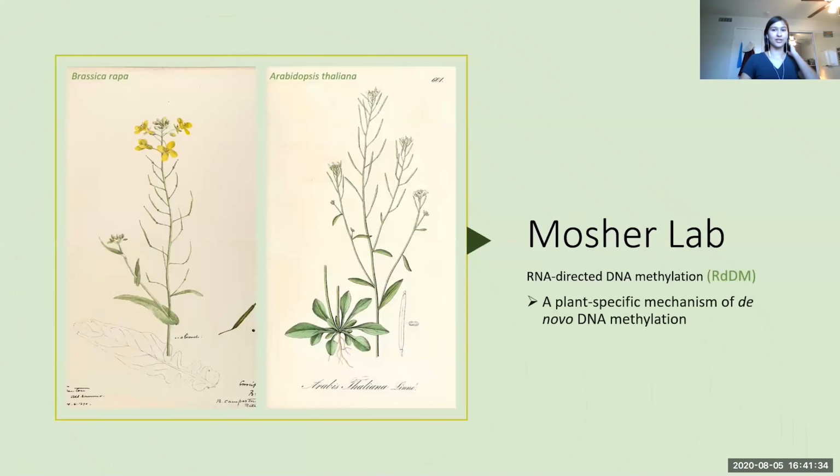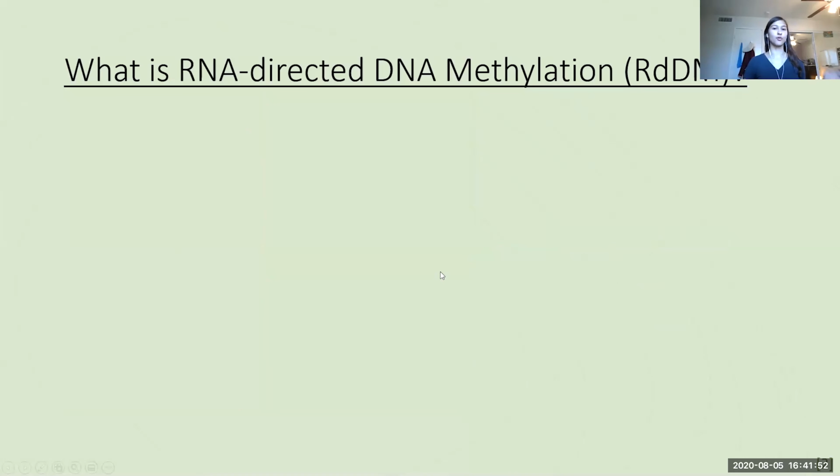I am in the Mosher lab, and very broadly, what we study is the plant-specific RNA-directed DNA methylation pathway, or RdDM, using the model organisms Arabidopsis thaliana, or thale cress, and Brassica rapa, which is field mustard. And this pathway is responsible for de novo DNA methylation of transposable elements. So what exactly does RNA-directed DNA methylation do?